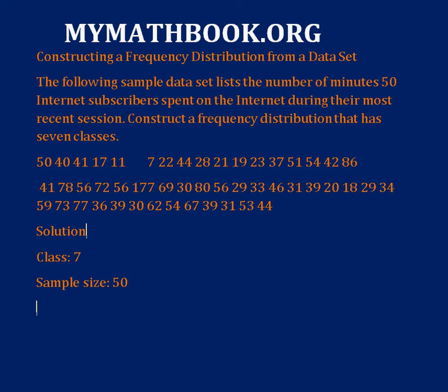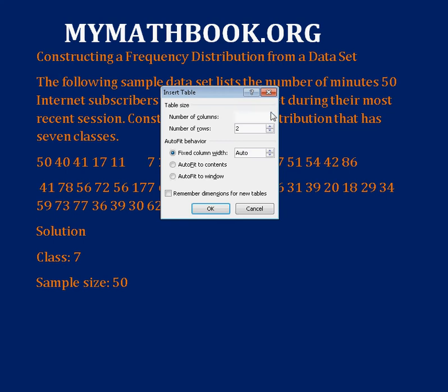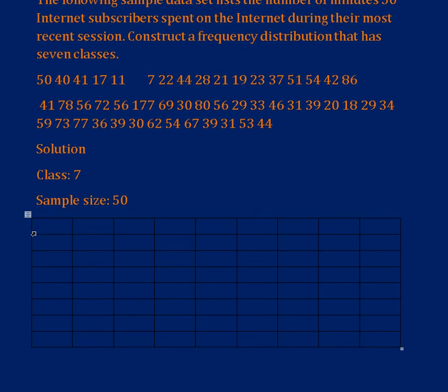For us to construct the frequency distribution, we need a class, the lower limit, the upper limit, the midpoint, the frequency, relative frequency, and cumulative frequency. So for us to do that, I want us to get a table to put everything in. Let me insert a table with, say, 9 columns and 8 rows. Let me go ahead and put them here.